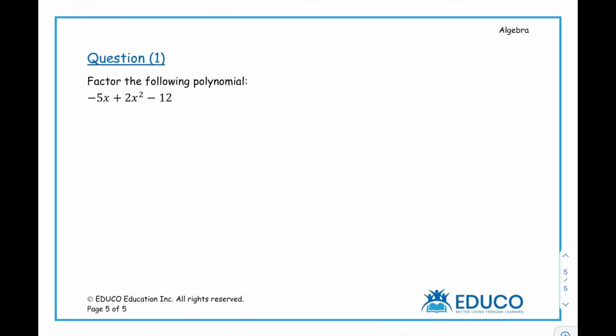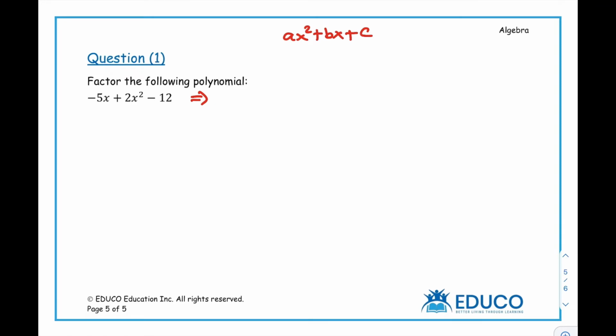So now let's take a look at an example where we're going to factor the following polynomial: minus 5x plus 2x squared subtract 12. So the first step, remember, is to write the polynomial in the standard form ax squared plus bx plus c. The quadratic term must come first, then the linear term, and then the constant. As you can see, the terms are a little bit rearranged in this polynomial, so we have to first write them in descending order.